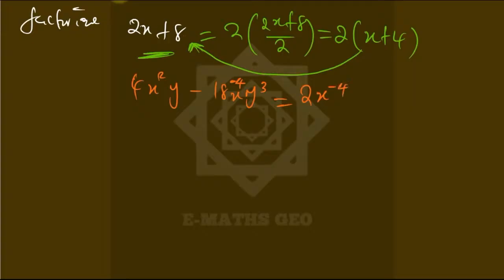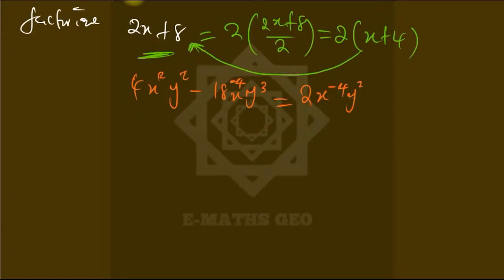So, and y, maybe let me put y raised to power 7. So between y squared and y to the 3, between 2 and 3, which one is smaller? 2. So y raised to 1. So this is now the common factor of this.